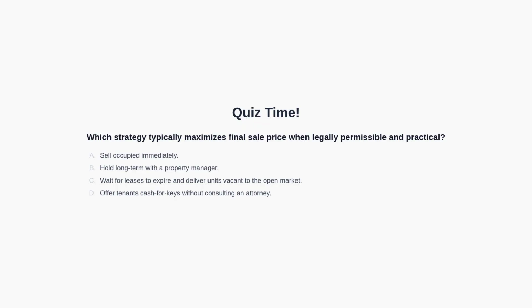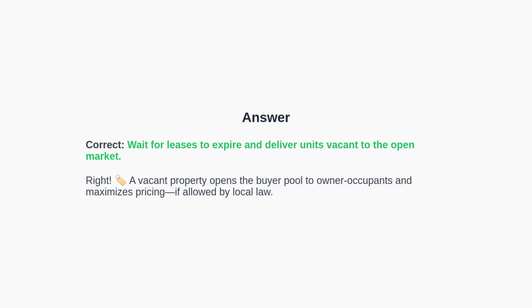You may pause the video now to think about the answer. We will discuss the answer in the next section of the video. The correct answer is to wait for leases to expire and deliver units vacant to the open market. This approach usually broadens the buyer pool and strengthens pricing, assuming it is legally permissible.